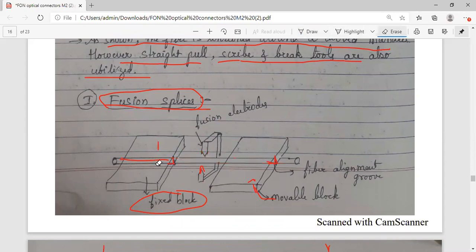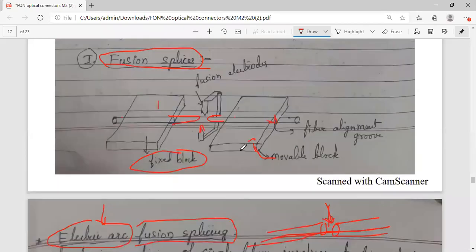I have not shown the difference here. Actually what I should have done is end it like this and show one more fiber, so that at this point the joining is happening. Okay.